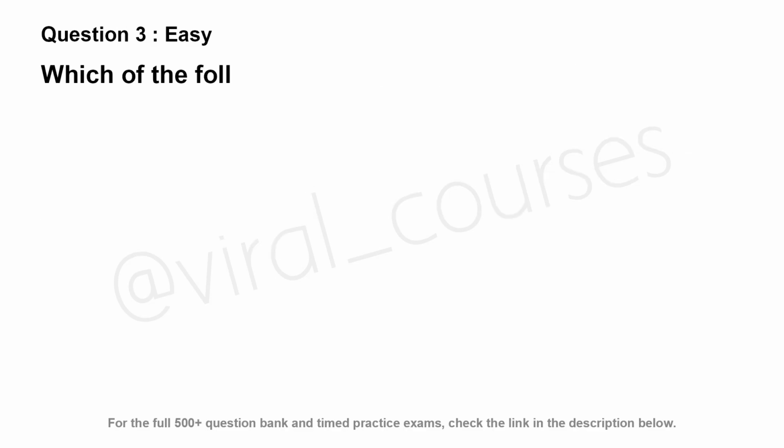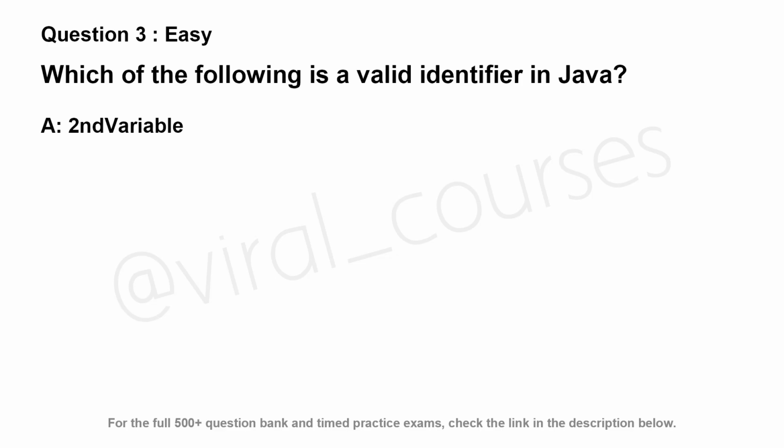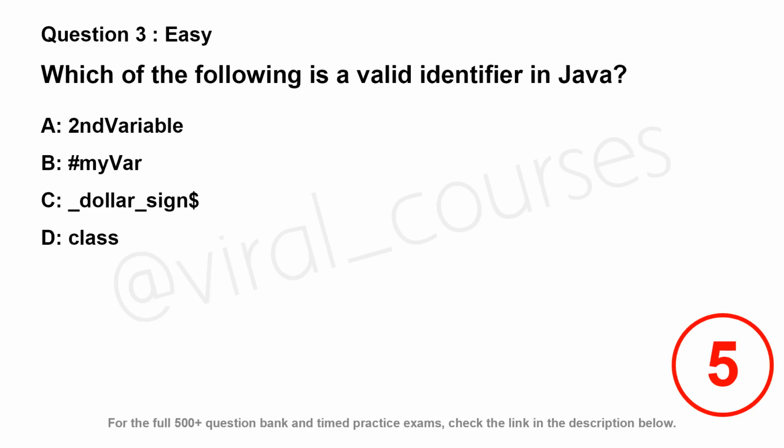Which of the following is a valid identifier in Java? Option A, 2nd variable. Option B, #myvar. Option C, $sign. Option D, class.